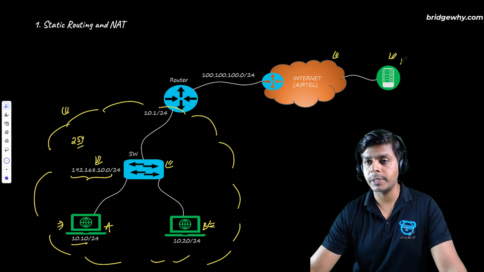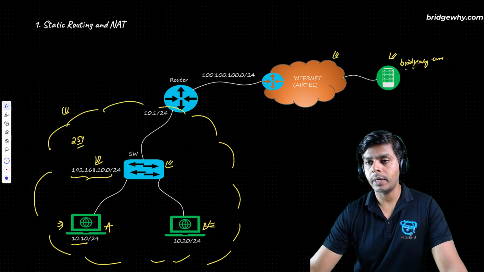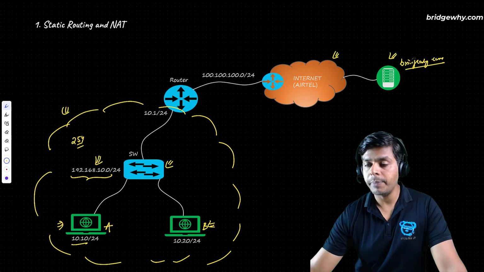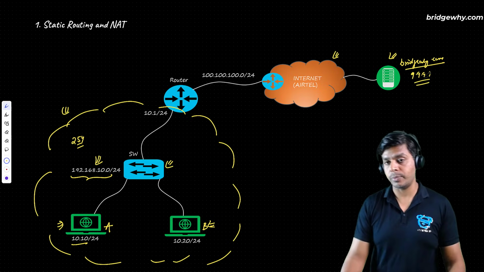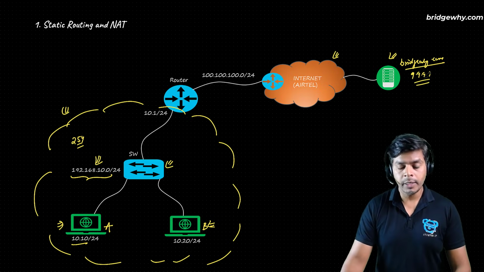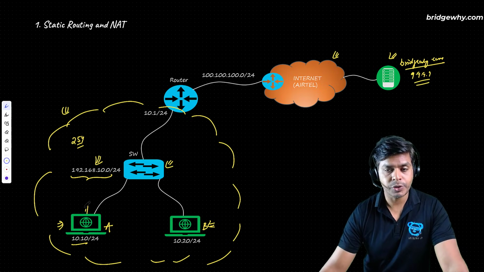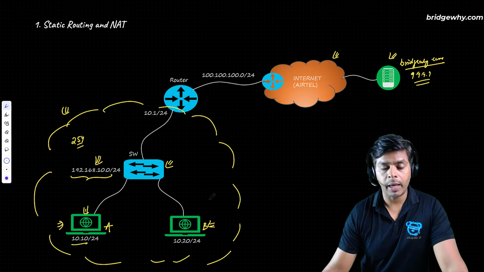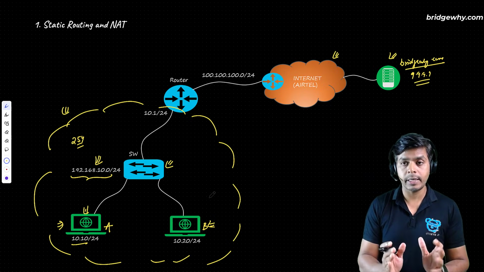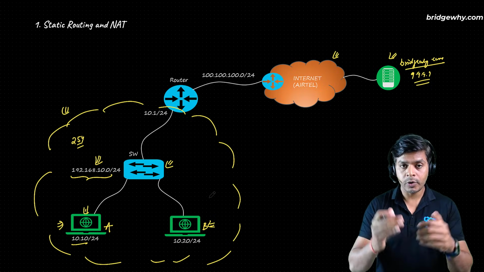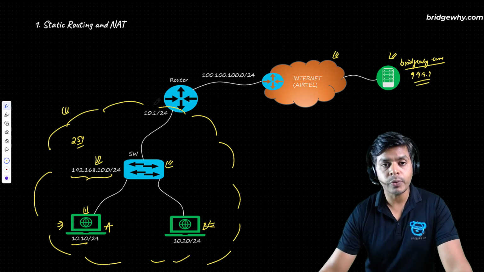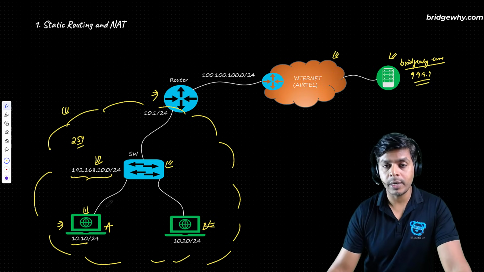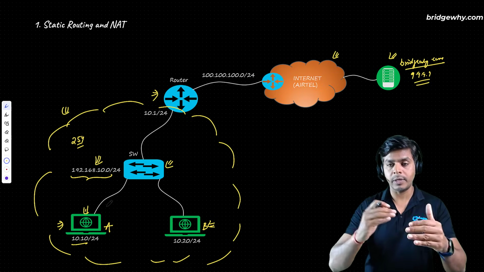Maybe the server name is bridgewhy.com, right? This is my server. And the IP address of this server is, say, 9.9.9.9. I am just presuming a few things here. So PCA would like to communicate to bridgewhy.com, and with this, you should understand that we are talking about communicating between two different networks. And if that is the case, we need to have a router so that we can route packets between two different networks, right?